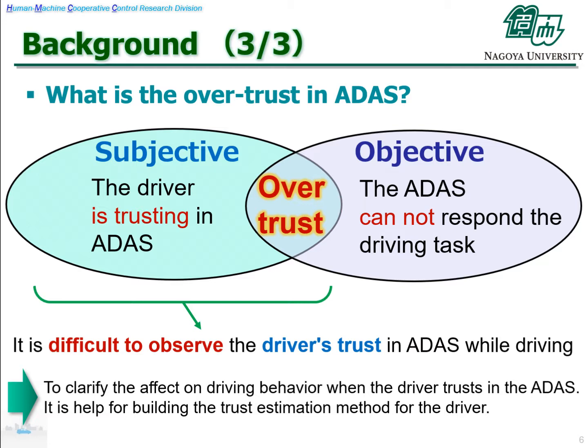For the objective one, we can use some abnormal detection system to detect some abnormal driving behavior generated from the ADAS. But for the subjective one, it's difficult to observe the trust states of the drivers. So how to get some information that can represent the driver's trust in the ADAS? It's a very important task for us.